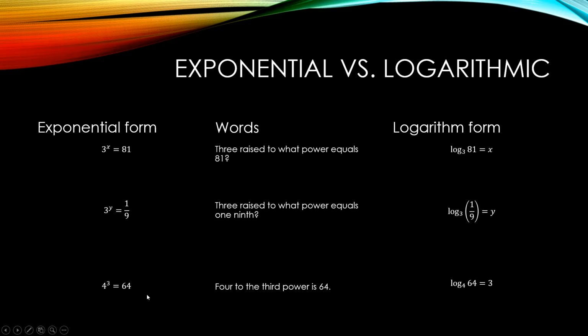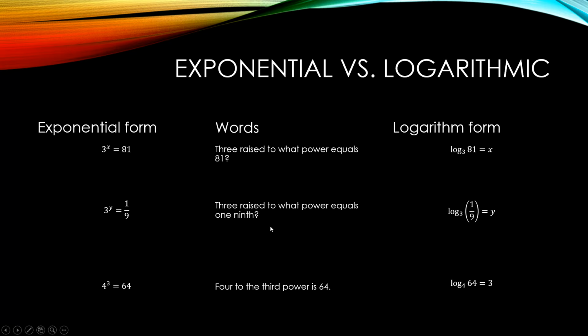Finally, I've got one more for you here. 4 raised to what power gives me 64? Well, 4 to the third. So 4 to the third power is 64. And in logarithmic form, the way we write that is the logarithm base 4 of 64 is 3. And this statement is true because this statement is true. They are just different ways of describing the same information.